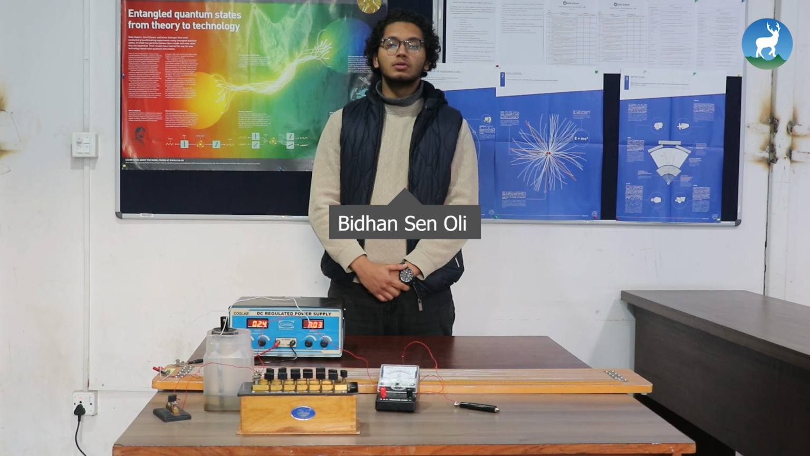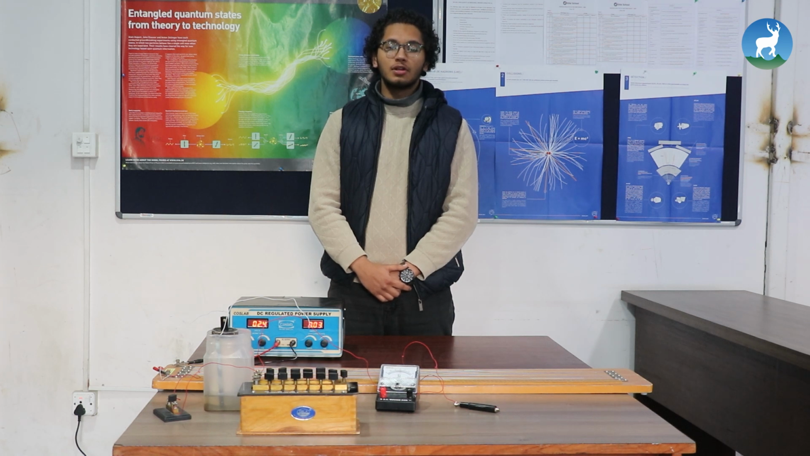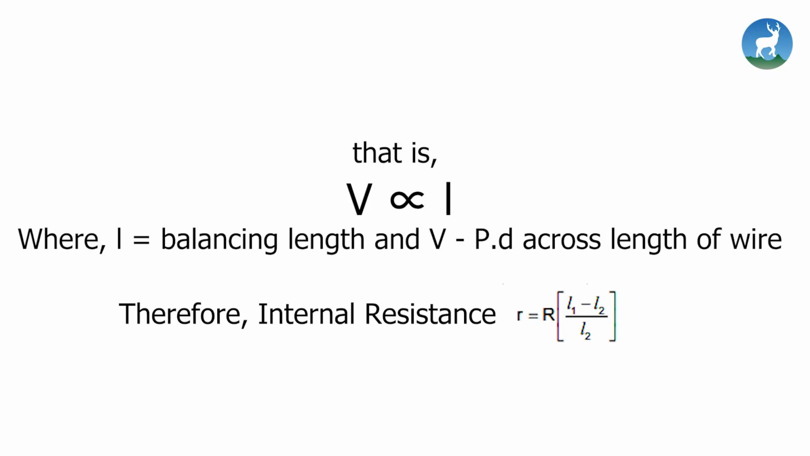When current passes through a potentiometer wire of uniform cross-sectional area, the potential drop across any section of the wire is directly proportional to its length. That is, V is directly proportional to L, where L is the balancing length and V is the potential difference across the length of the wire. Therefore, internal resistance r is equal to (L1 minus L2) divided by L2, times capital R.